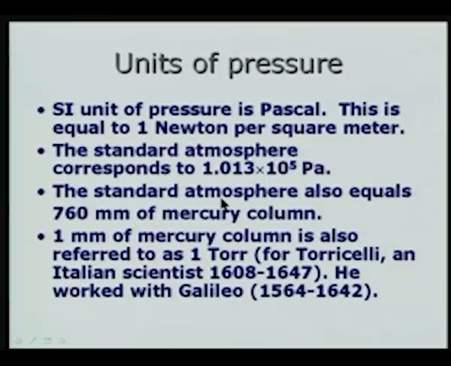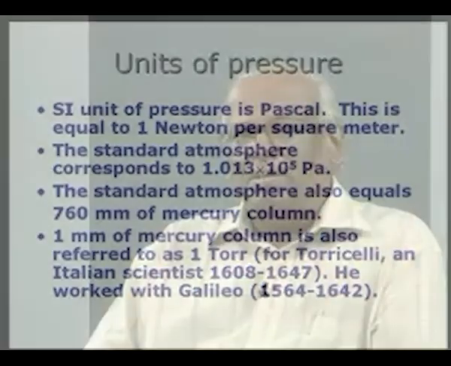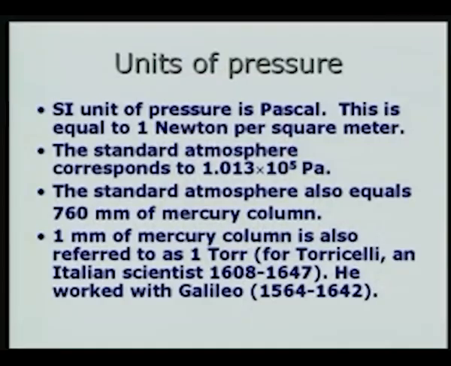The standard atmosphere is also sometimes measured in terms of the hydrostatic pressure developed by a column of mercury, and the standard atmosphere actually is defined such that it is exactly equal to 760 millimeters of mercury column. That means, if you have a column of mercury which is 760 millimeters tall, at the base of that column the pressure will be exactly equal to 1 standard atmosphere. Sometimes the unit of bar is also used. 1 bar is roughly equal to 1 atmosphere, but slightly less than 1 atmosphere.